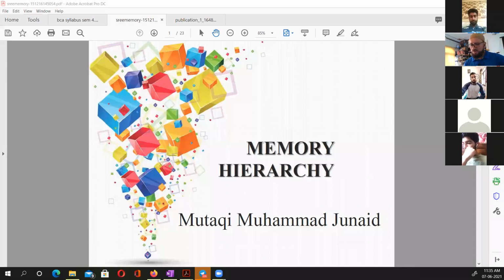Okay, Bismillah ar-Rahman ar-Rahim. We start a new topic about the memory hierarchy. Now, when we talk about the memory hierarchy, the first question is why we need a memory hierarchy. Because if you see in my hand, this is a hard disk. It's a very old hard disk.